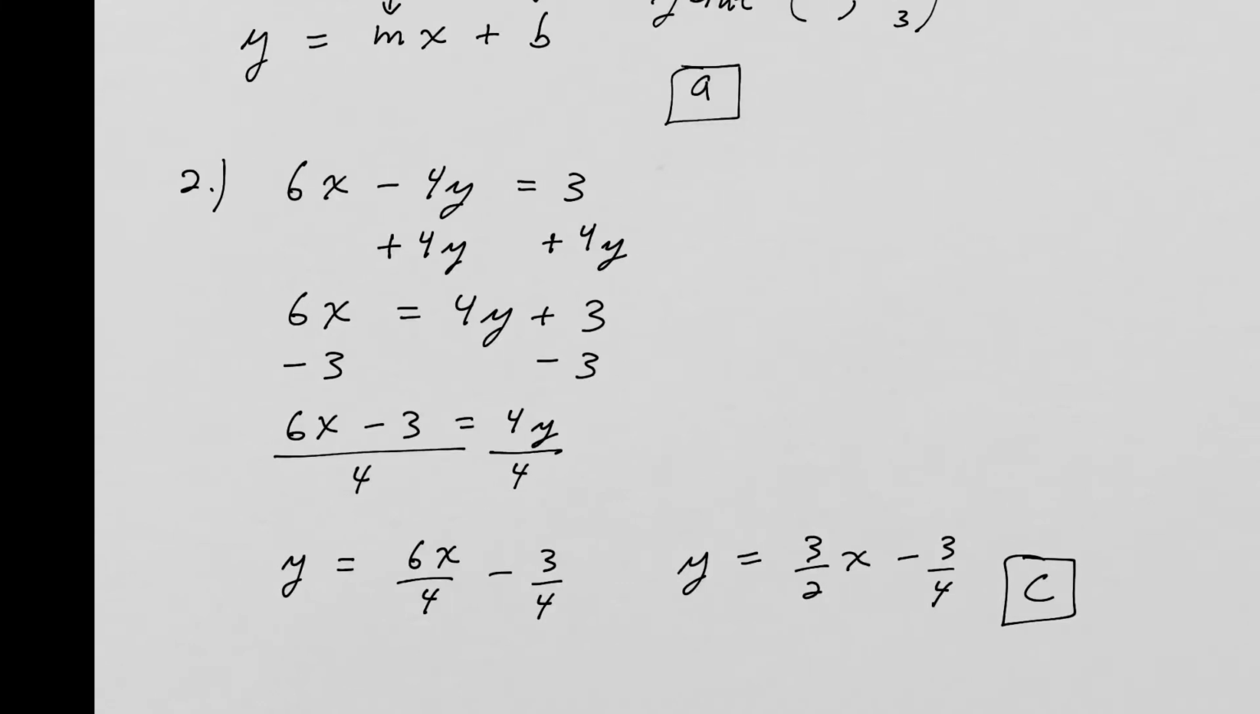Okay, so question 3. I'll do a new page here. So question 3 is y minus 1 equals 2 times x plus 10. And again, I want to write it in slope-intercept form. So the first thing I need to do is distribute in that 2, right? I need to multiply in the 2.